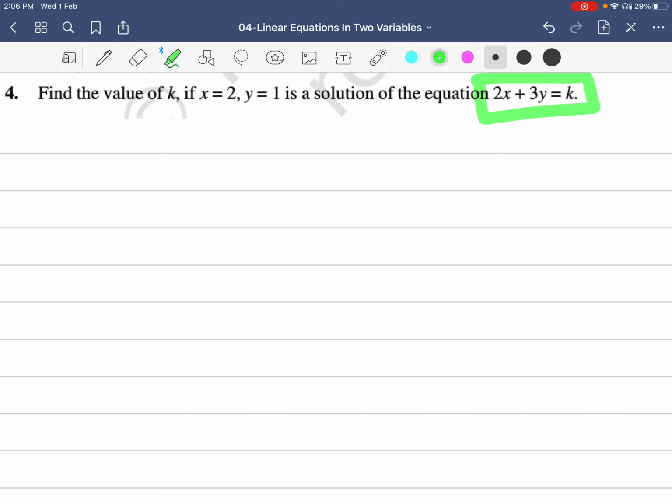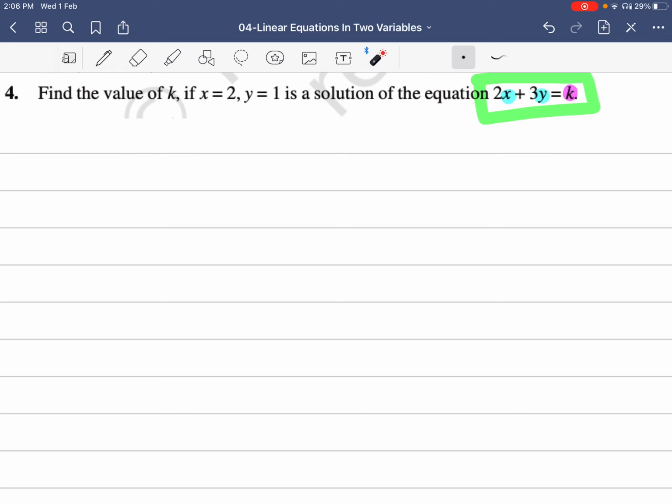What are those two variables? One is x and one is y. Now, there is a third unknown variable in this equation, which is k. Let's use a different color, this one. And we don't know the value of k, and we have to find the value of k. Now, how do we find the value of k?